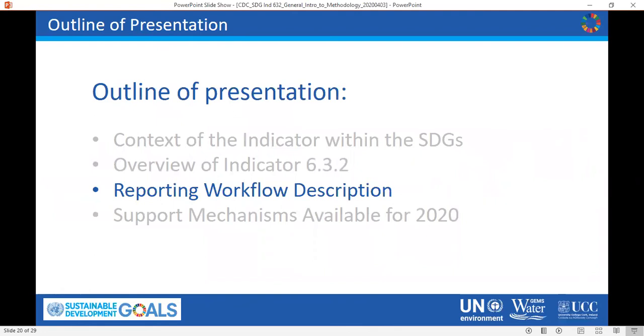So that's a brief overview of the indicator. I'll just hand over to Philip now to walk through the workflow description. Thank you, Stuart. And over the next couple of slides, I'll just give a very high-level overview of the upcoming 2020 data drive and the data requirements that are relevant to fulfill the reporting templates, as well as the structure of the actual reporting template for level 1 reporting.